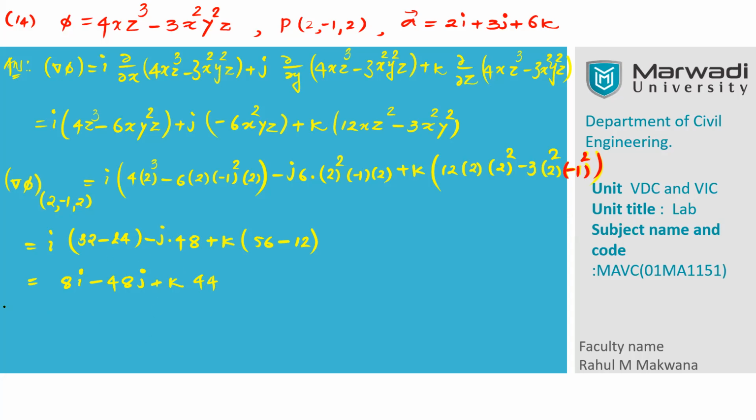Vector is 2i plus 3j plus 6k. So its magnitude will be 2 square, 3 square, 6 square, whole to the half, and that is 7. Okay, please note down so that I can move to the next slide.